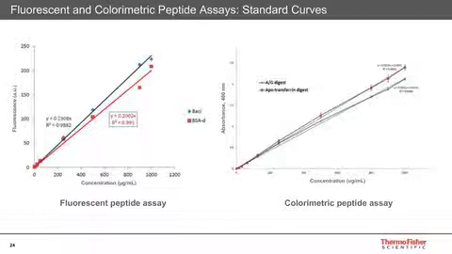A key feature for the fluorometric assay is that it can be used to measure the concentration of single peptides. We do not recommend the colorimetric assay to be used for single peptides because the variation is a bit too much.